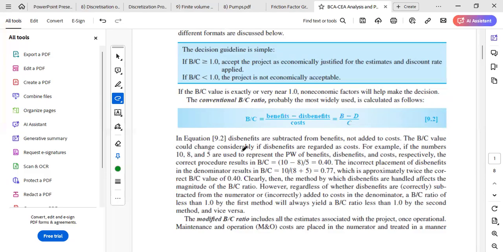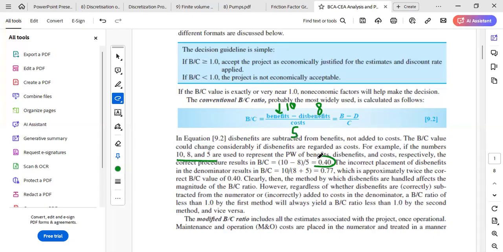For example, if we take just a simple example, if we consider the following numbers, 10, 8, and 5, as present worth. For benefits, it's 10. For disbenefits, it's 8. And for costs, it's 5. If we use the following formula, 10 minus 8 over 5, we obtain 0.4.